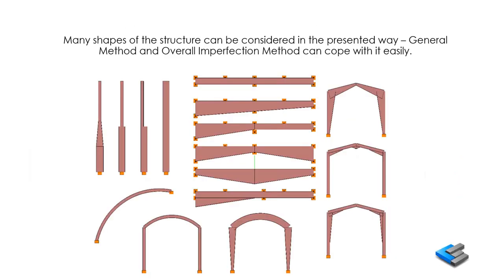So at the end, we can summarize that the general method and overall imperfection method can cope with different shapes of the structures, and as well with different shapes of the sections. So that's, I think, the end of this short summarization and supplementary information to the blog post.